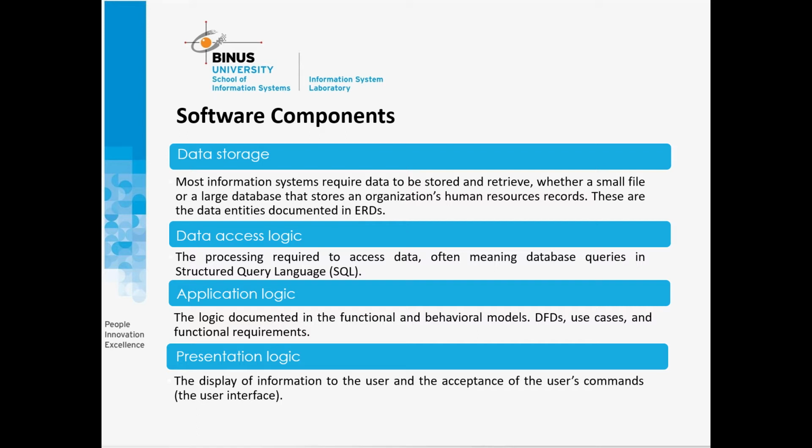Second, data access logic. The processing required to access data, often meaning database queries in SQL. Third, application logic. The logic documented in the functional and behavioral models, which can be expressed as data flow diagrams, use cases, and functional requirements. It depends on the system architect who is responsible for this architecture design. Fourth is presentation logic, the display of information to the user and the acceptance of user commands. Usually we know it as the user interface.